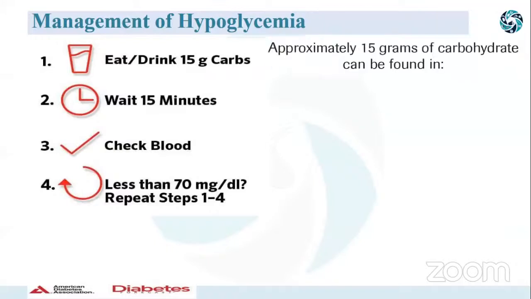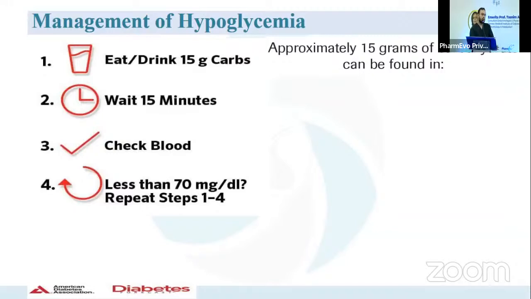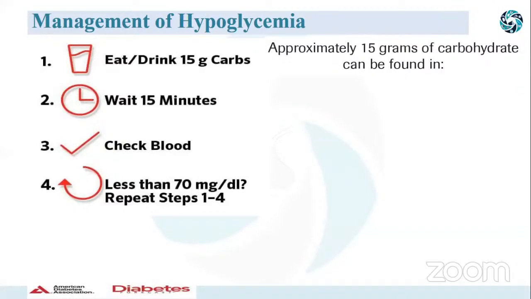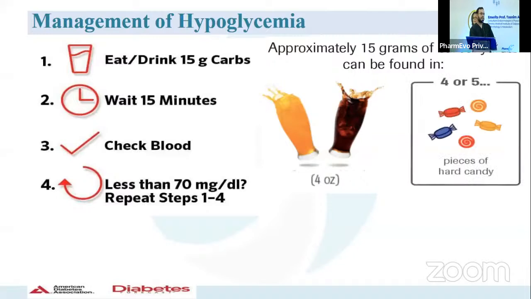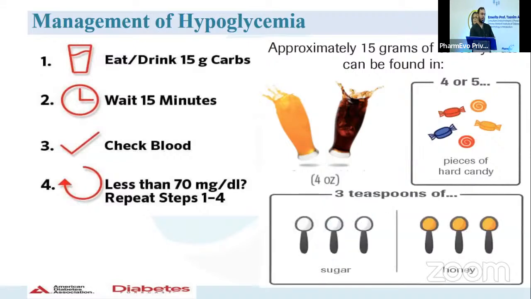And now, what kind of food or drinks contain 15 grams of carbohydrate? So it is 4 ounces of fruit juice or soda, not diet one, 4 or 5 pieces of hard candy, or 3 teaspoons, that is equal to 1 tablespoon of sugar or honey. So once SMBG is normal, now they have corrected hypoglycemia, but still they should be advised to take a meal or snack to prevent recurrence of hypoglycemia.